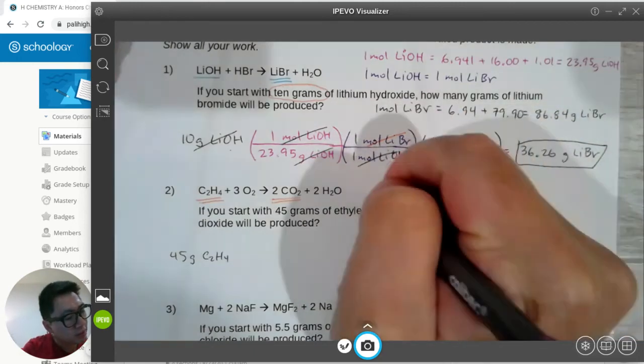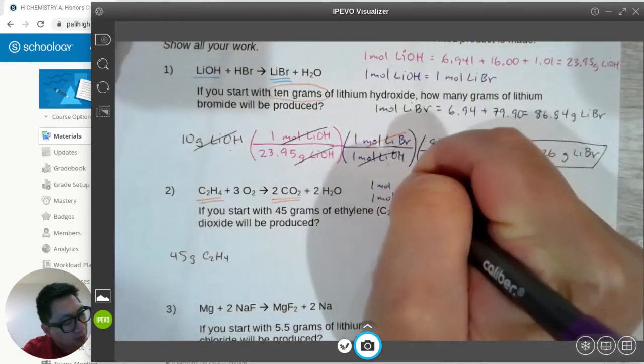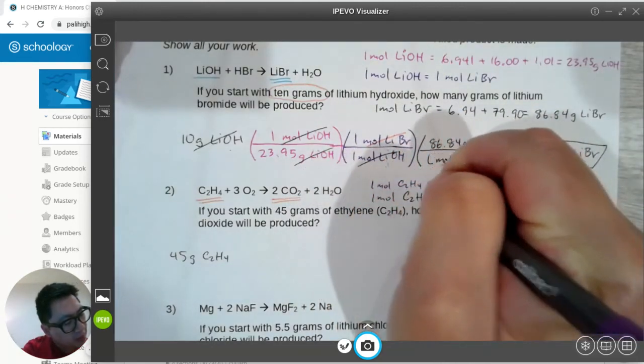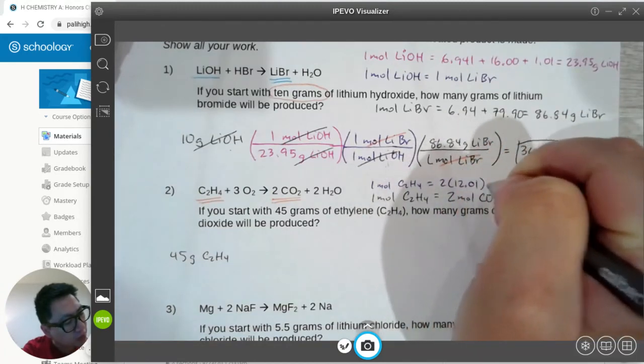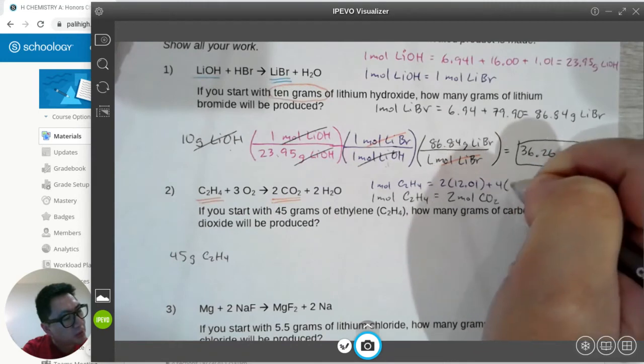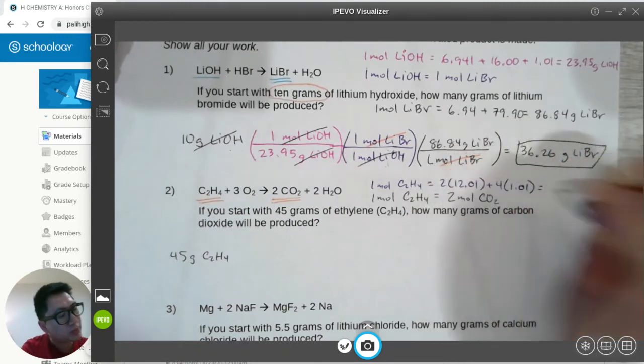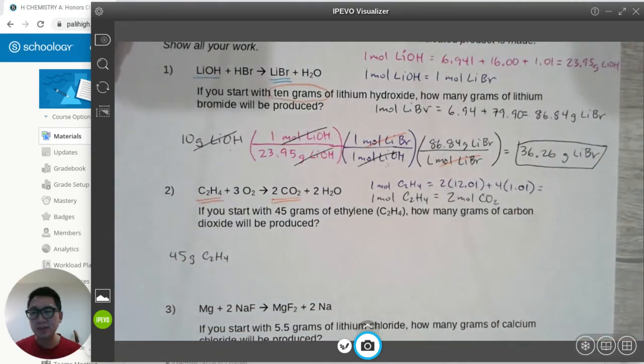I'll write that right here. 1 mole of C2H4 is the weight of 2 carbons. Carbon on a periodic table, 12.01. And 4 hydrogens on a periodic table, 1.01. How do I know that? You have to look it up on a periodic table. I just so happen to have many of these memorized, but most people would have to look it up.